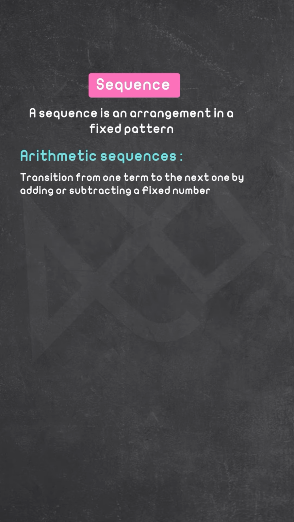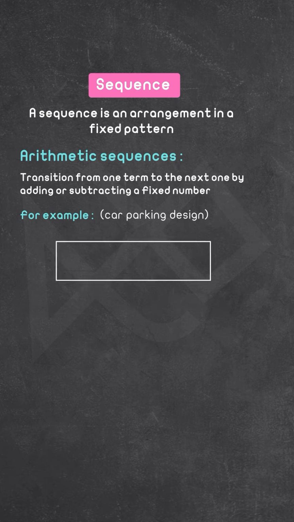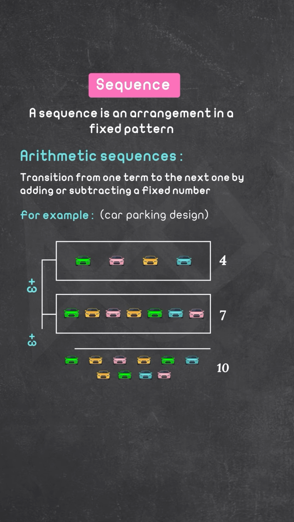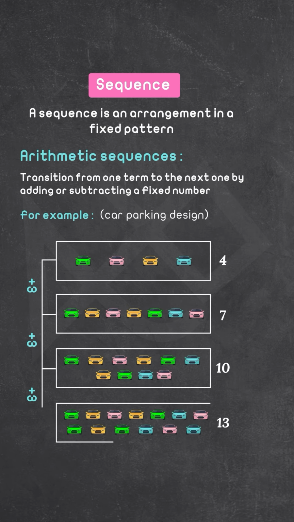Let's take an example to make it clear. Suppose we're designing parking lots. We decided to make them in several rows. In the first row, we decide to have 4 parking spaces. Then in each subsequent row, we add 3 more spaces. So in the second row, there will be 7 spaces, then 10 in the third row, 13 in the fourth row, and so on. This forms a sequence where the difference between each row and the next is 3.